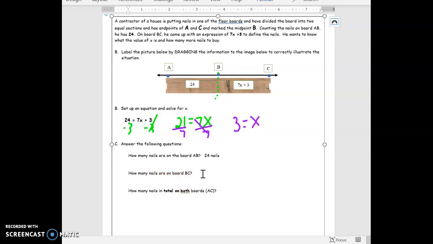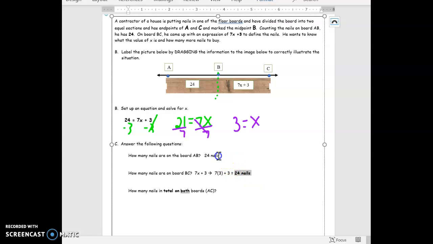Now again, you should be catching on that my answer should be 24, right? But I do want to see your math. So again, the expression that was given for board BC is 7x plus 3. And again, now we know what x is. X is 3. So you can go back in and evaluate it for when x is 3. It also just double checks that your work in your equation is correct. 7 times 3 is 21, plus 3 more gives us 24. And again, my label is important here. How many nails? 24 nails.